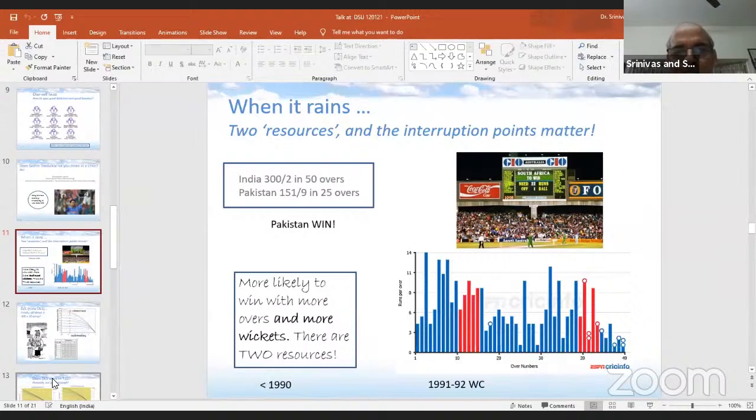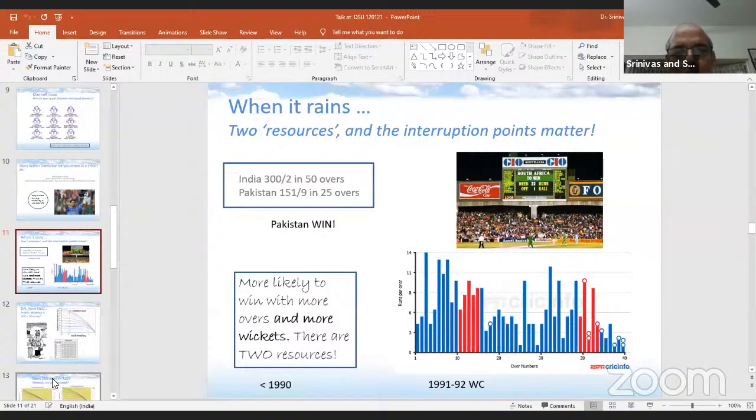It rains so much that the field is wet, the match is abandoned. But this is an ODI match and we need a result. So who won? Till Duckworth-Lewis came on, around 2000, we used to look at only what is called the run rate. India scored their 300 runs in 50 overs, which means on an average, they scored six runs per over. I look at Pakistan's score.